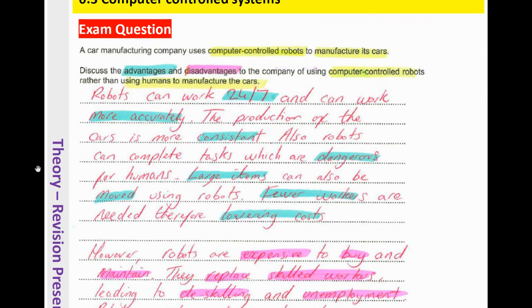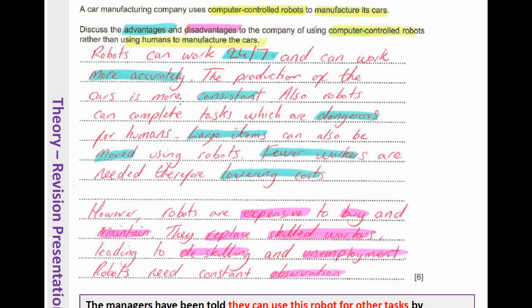And here's a typical exam question. A car manufacturing company uses computer controlled robots to manufacture its cars. Discuss the advantage and disadvantage to the company of using computer controlled robots rather than using humans to manufacture the cars. So, the robots can work 24/7, can work more accurately. The production of the cars is more consistent. Also, robots can complete tasks which are dangerous for humans. Large items can also be moved using robots.